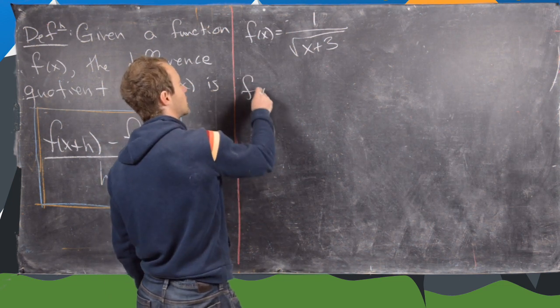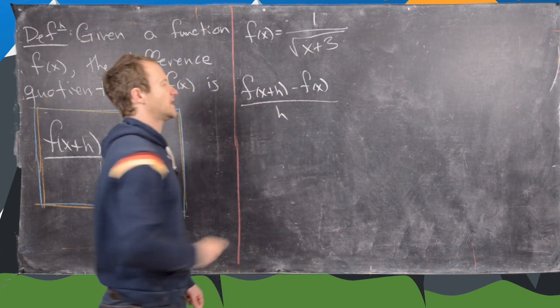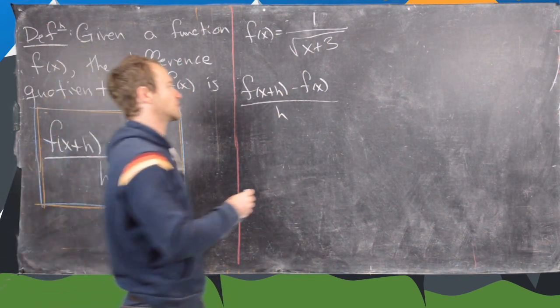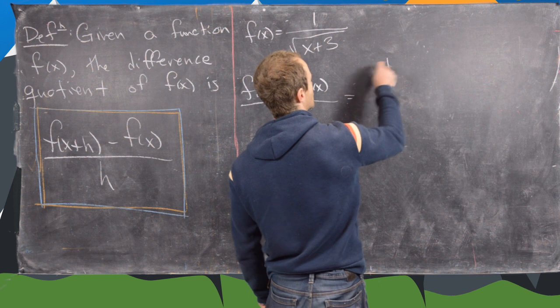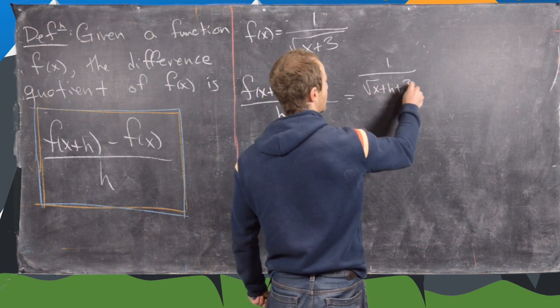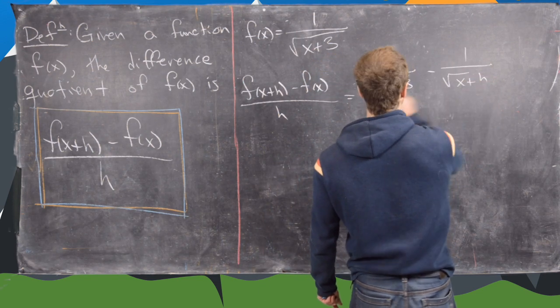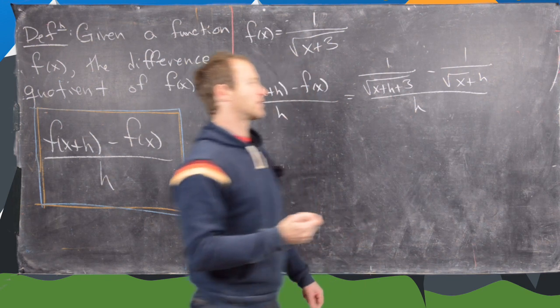So again, we'll start by writing down the definition of the difference quotient and then plugging in for our particular function. So this is going to give us 1 over the square root of x plus h plus 3, minus 1 over the square root of x plus 3. And then all of this is over h.